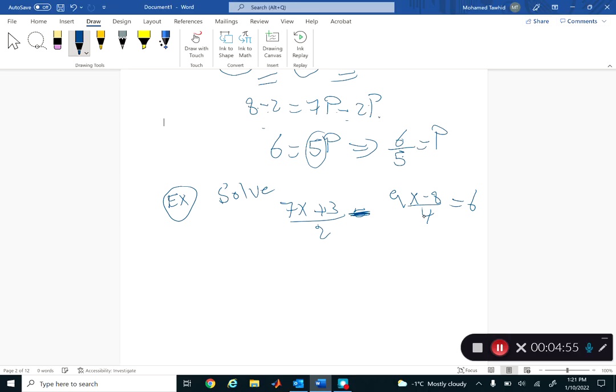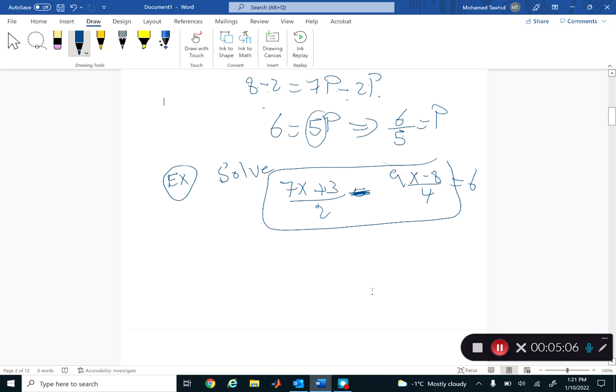How to solve this one here, guys? So as you can see here, you have the left hand side. I have to simplify this. I have to simplify this one here first before I solve this one.